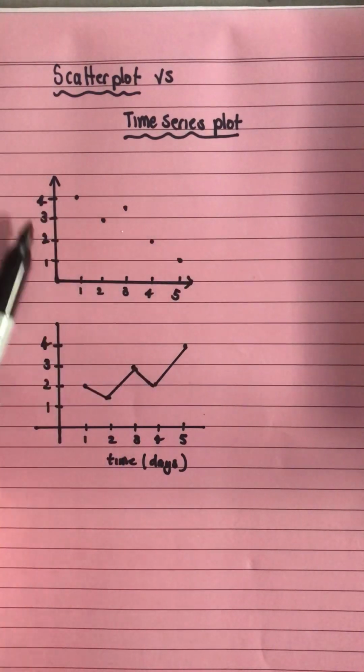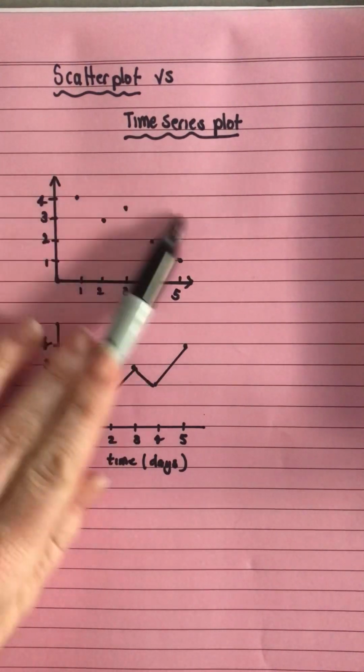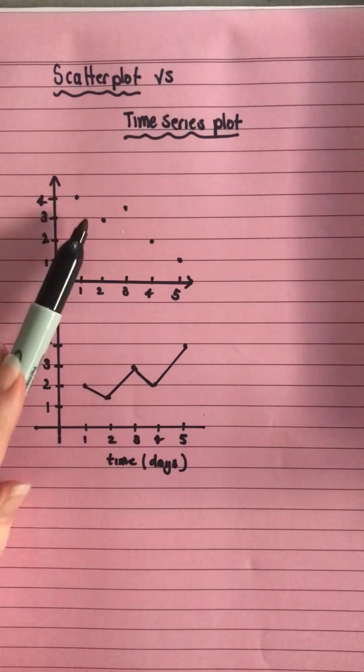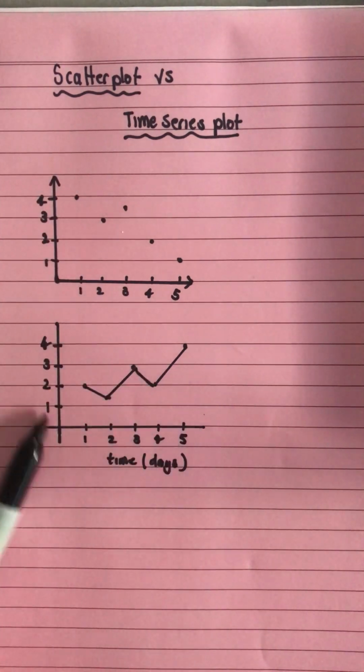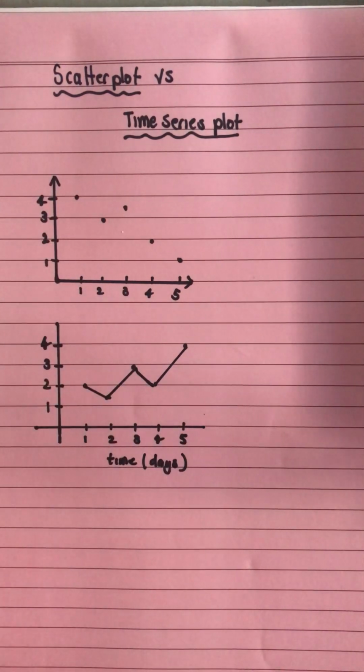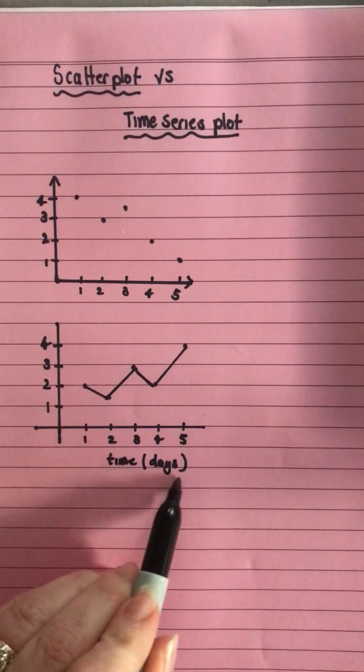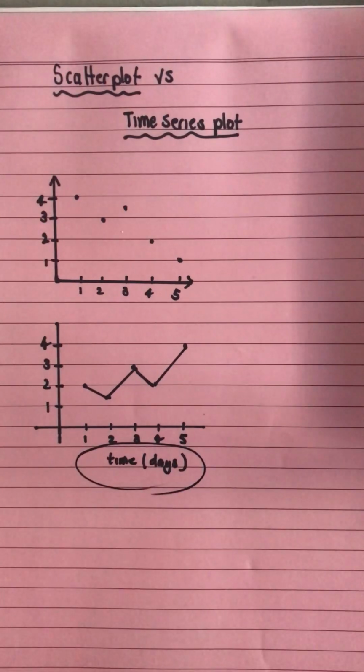So for our scatter plot, the big thing to remember is that we do not join the dots. For our time series plot, we do. And for a time series plot, we also always have time on the x-axis. So they're the big differences there.